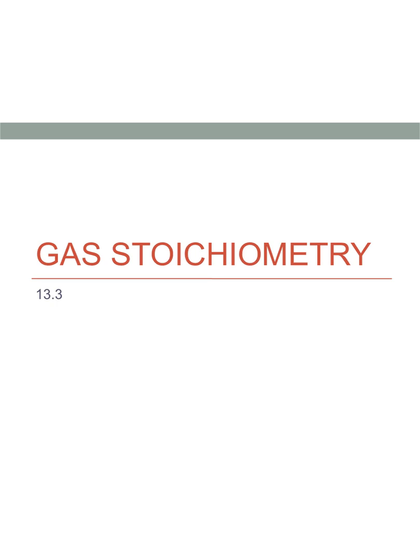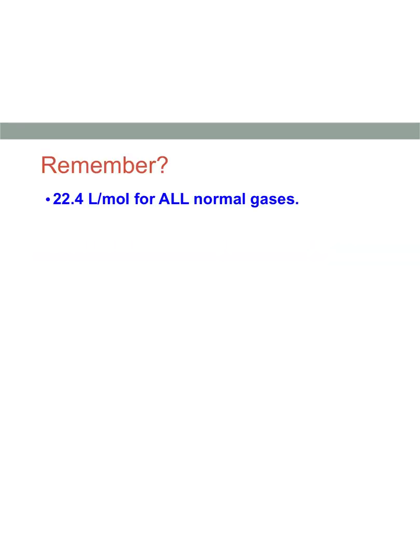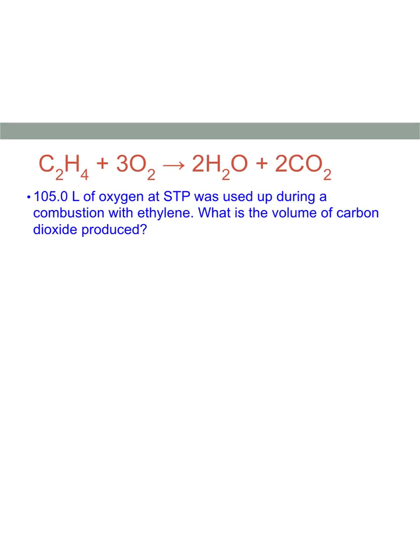Let's begin 13.3. Just a reminder, at STP, that means 0 degrees Celsius or 273 Kelvin and 1 atmospheric pressure, or 101.3 kPa, 760 millimeters of mercury of pressure. All gases are roughly 22.4 liters for 1 mole. So with that, let's use that fact to do this calculation.